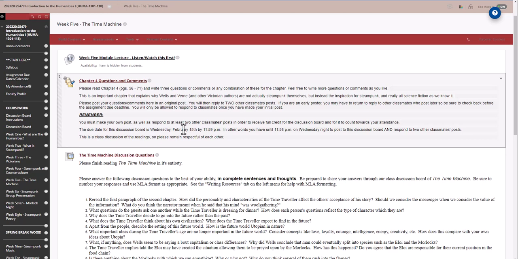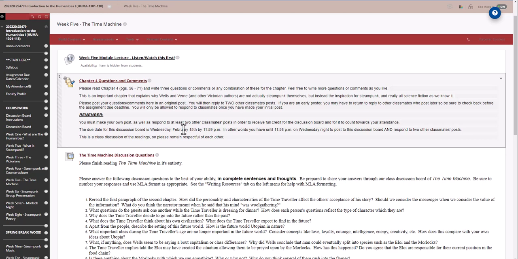But most importantly, Verne and Wells are not steampunk, but instead the inspiration for steampunk. Anybody who calls them steampunk would be incorrect. However, steampunk science fiction does owe its originality to both Wells and Verne and several others. So that's why it's important.